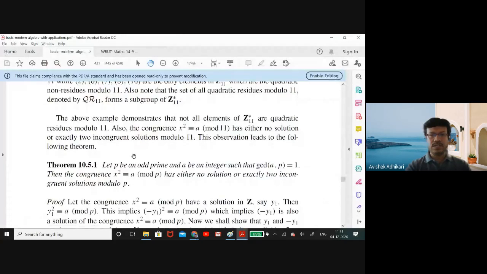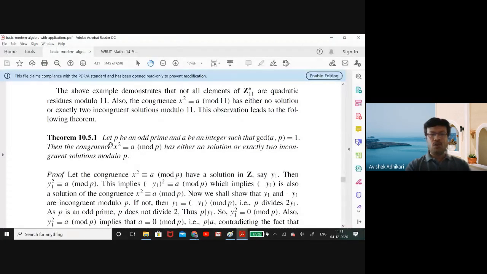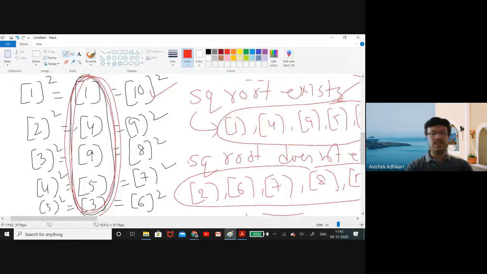Okay, so here it states that let P be an odd prime and A be an integer such that GCD of A and P equals 1. Then the congruence x square congruent to A mod P has either no solution or exactly two incongruent solutions modulo P. What does incongruent solution mean? Here we see that it has exactly two solutions, and 1 and 10 are not congruent, but 1 and 12 are congruent.